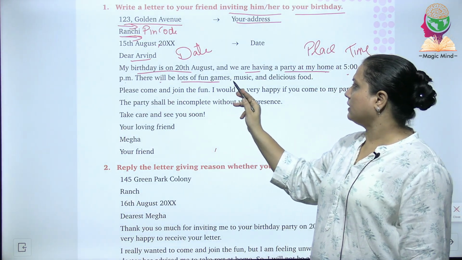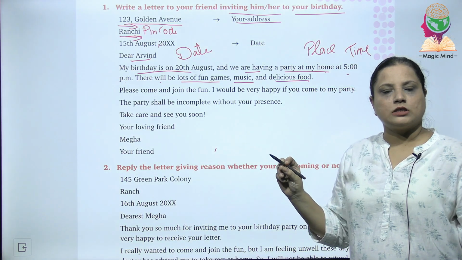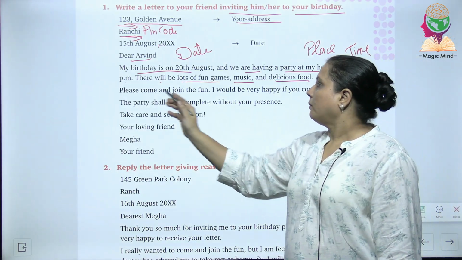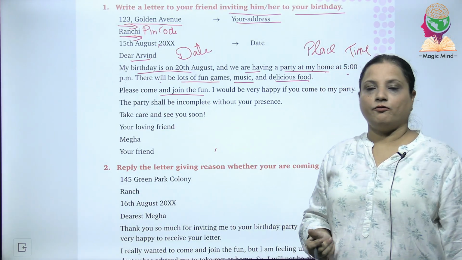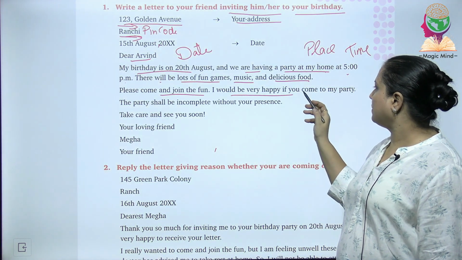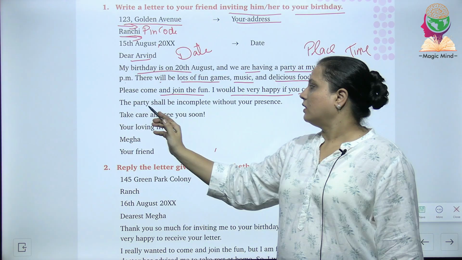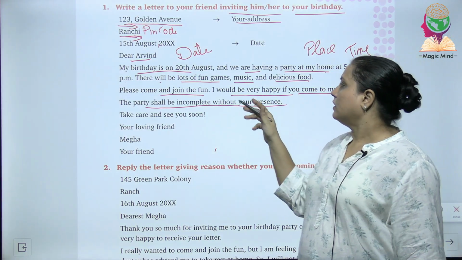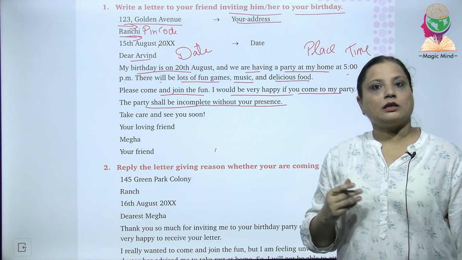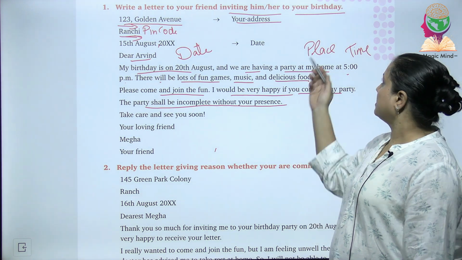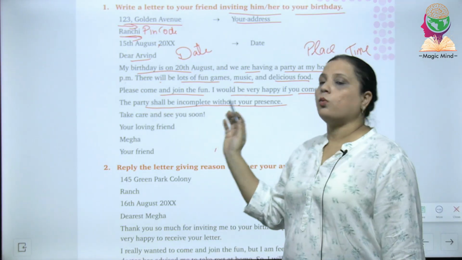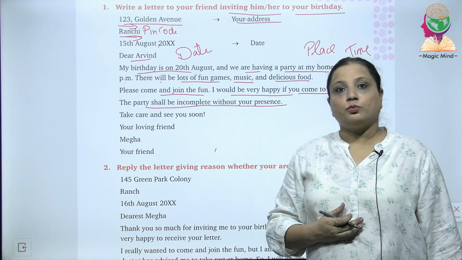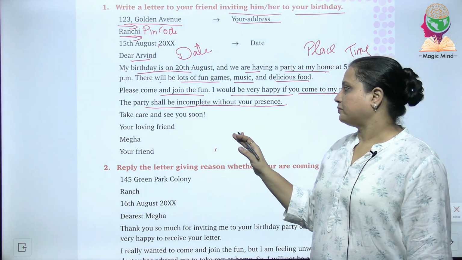There will be lots of fun, games, music and delicious food. Now you are telling about the party, what all things will be there. Please come and join the fun. I would be very happy if you come to my party. The party shall be incomplete without your presence. Now in this line, the sender is actually requesting the friend, insisting the other person to please come and visit the party.